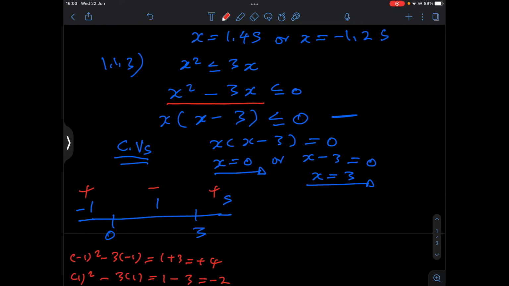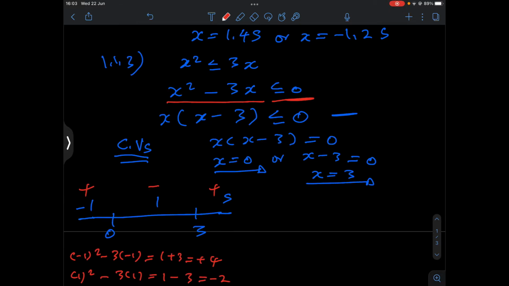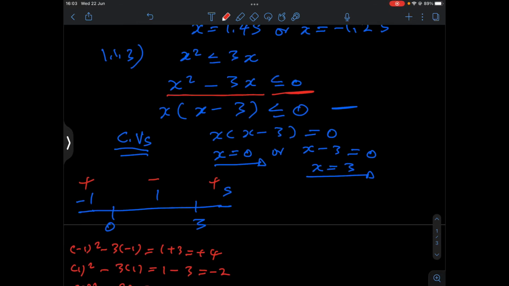And remember, in the inequality sign, we're looking for the values of x such that this expression is less than or equal to 0. So our answer lies from 0 up to 3, in between here. We are also including 0 and 3, because if we substitute 0 and 3, we get 0, and the inequality is less than or equal to. So our answer therefore is between 0 and 3.